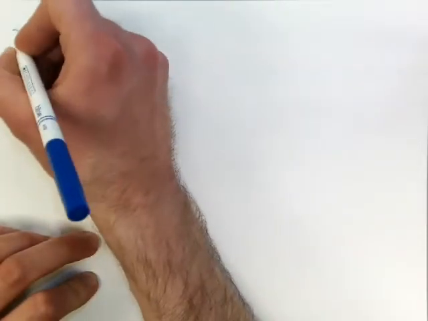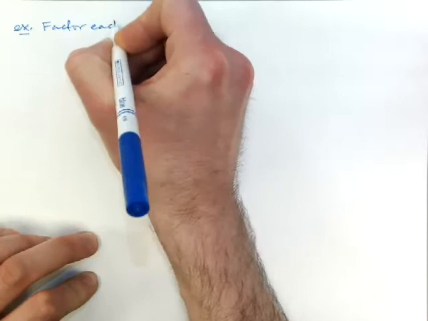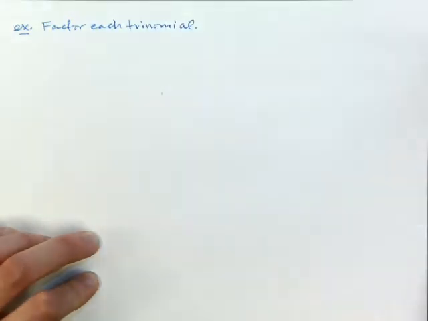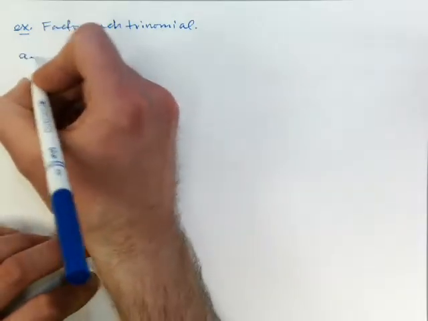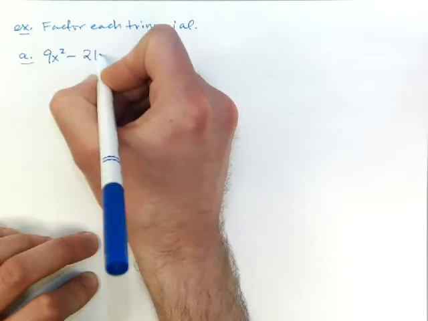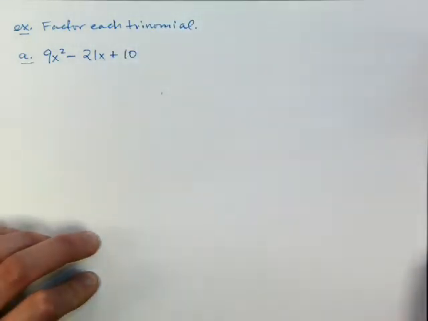All right, so let's just work a few examples using the AC method. Factor each trinomial. All right, so let's start with 9x squared minus 21x plus 10. Take a second and maybe try this out on your own.